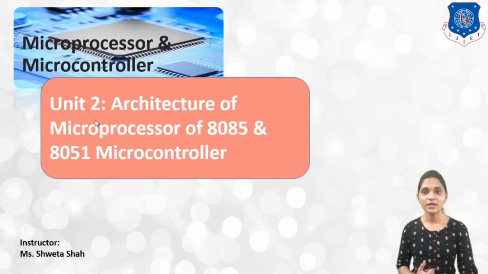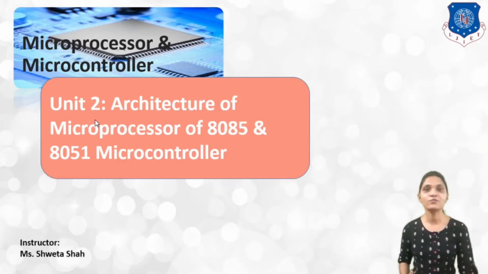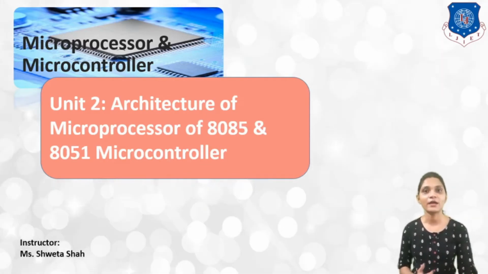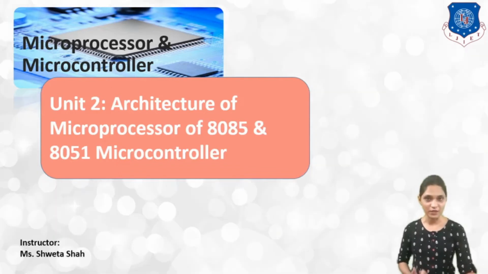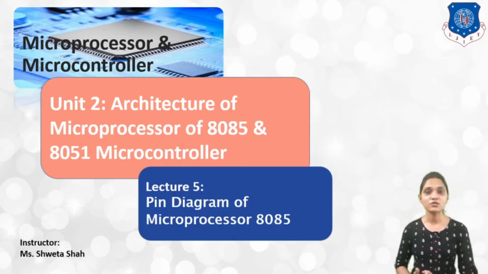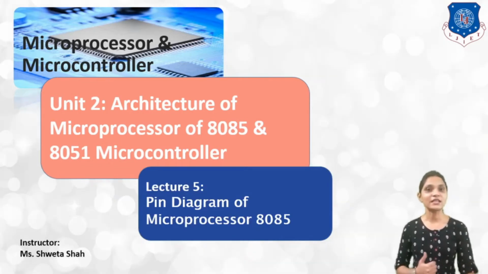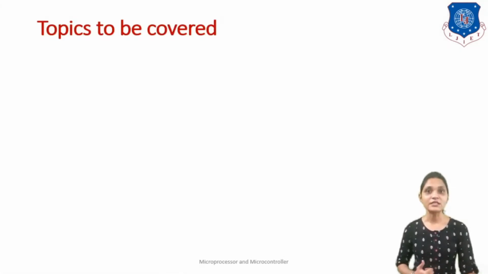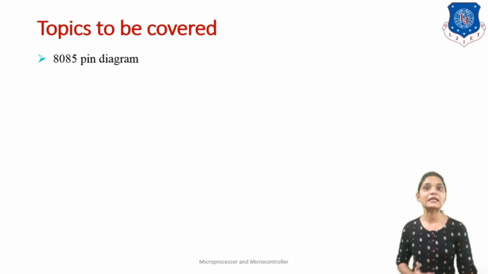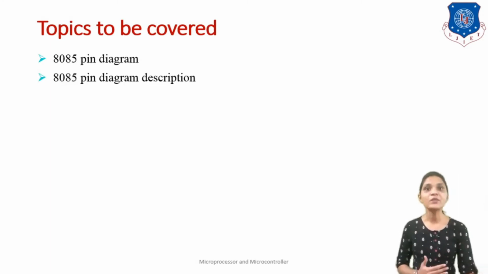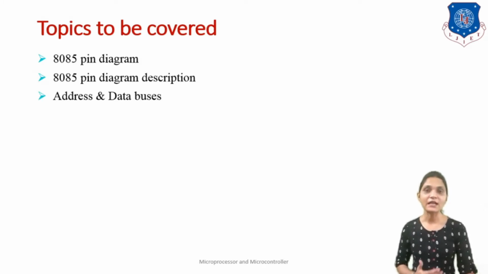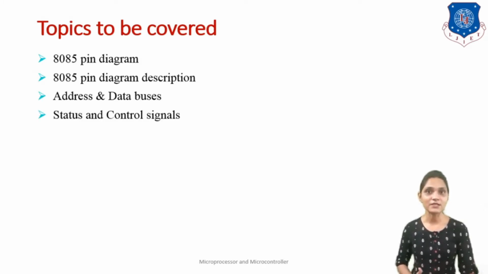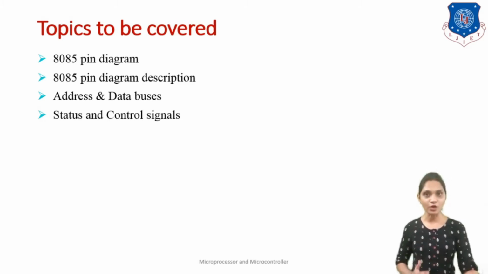In this subject we have started Unit 2, that is Architecture of Microprocessor 8085 and Microcontroller 8051. In this unit session we are going to see the pin diagram of Microprocessor 8085. So let me see first what are the topics that are going to be covered in this session. These are the 8085 pin diagram, then the pin diagram description, and then we will see the address and data buses and status and control signals from this pin diagram block.